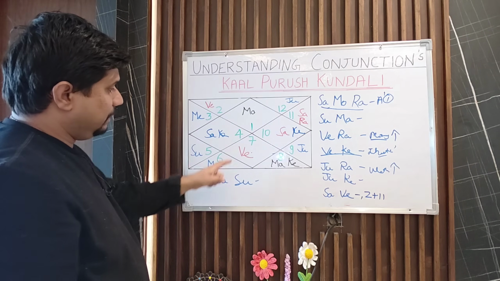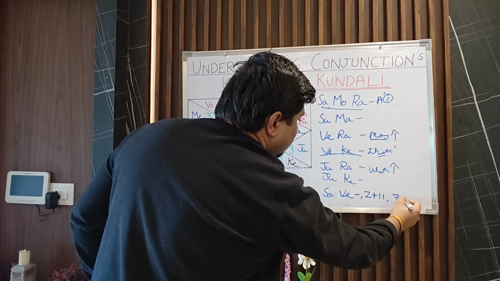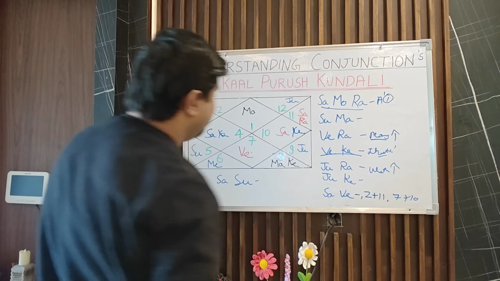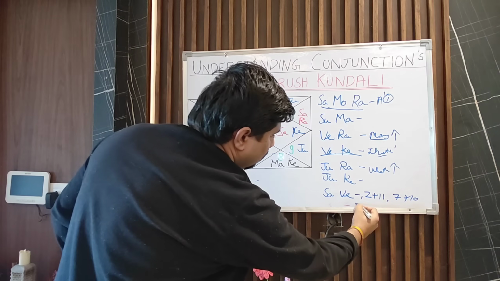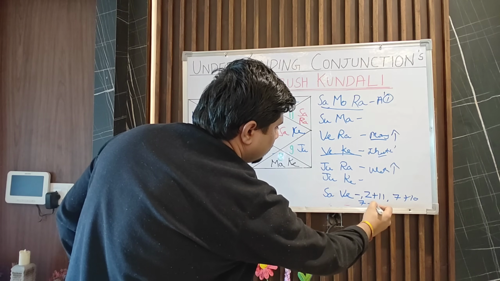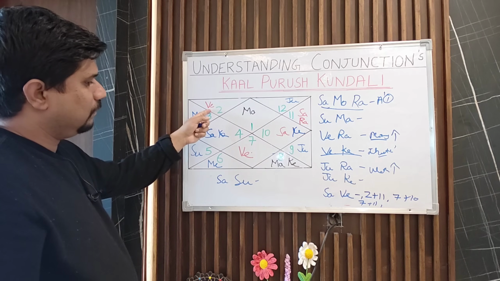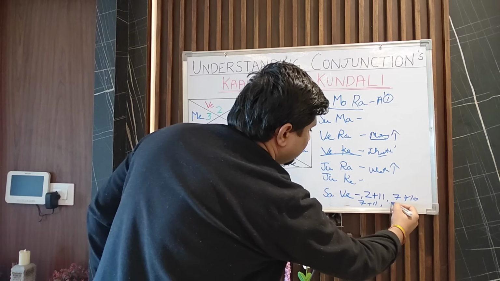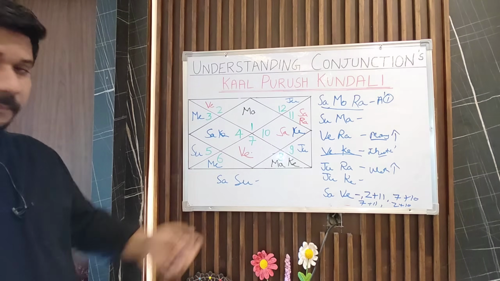Then you can combine the 7th house and 10th house. And you can even try to combine the 7th house with the 11th house also. So these are the 4 variations which are coming. And you can also combine the 2nd house with the 10th house, 2 plus 10, because these are the houses which are connected up there.